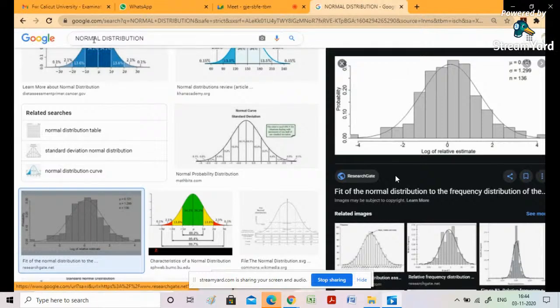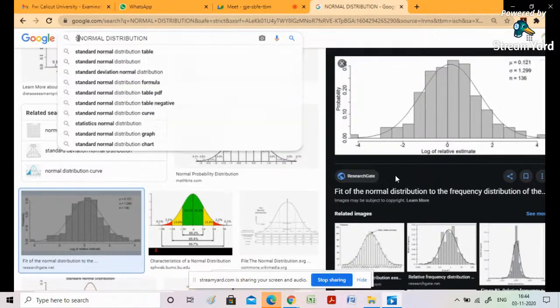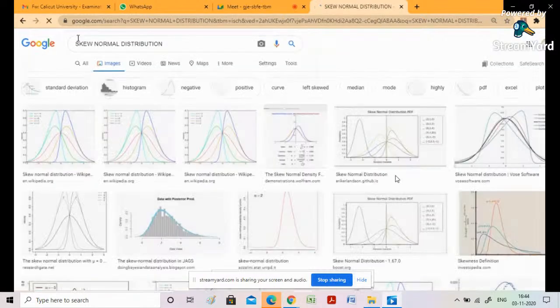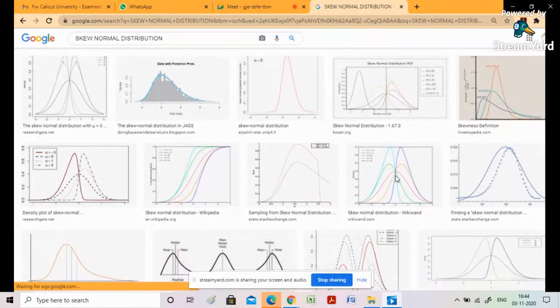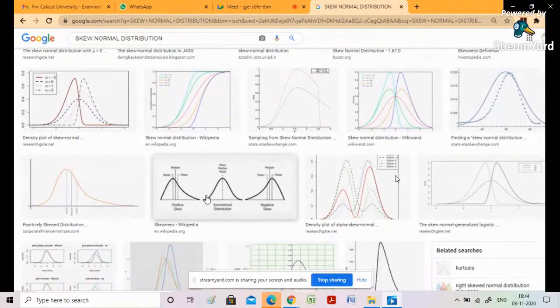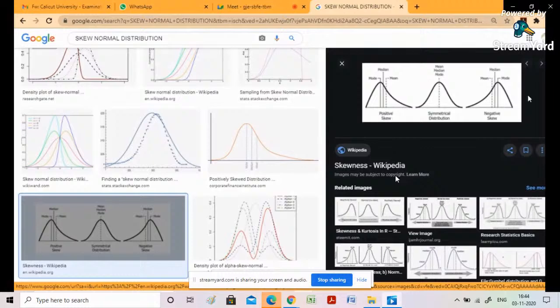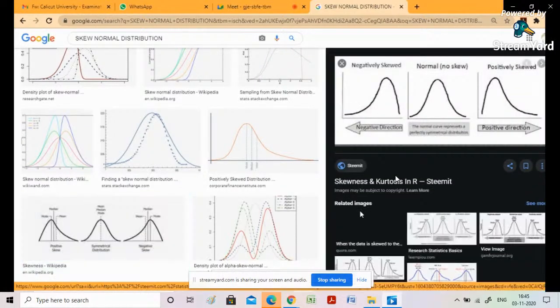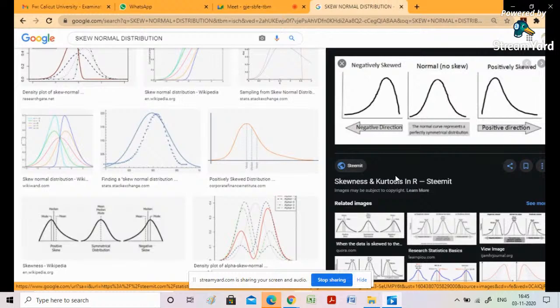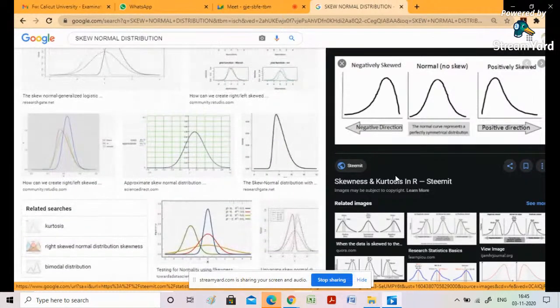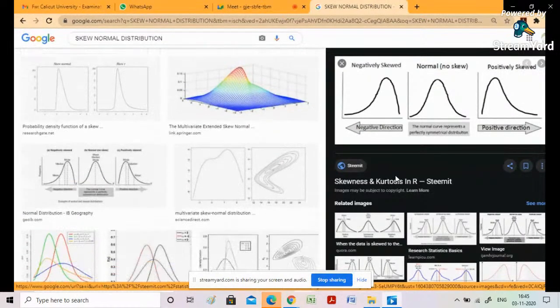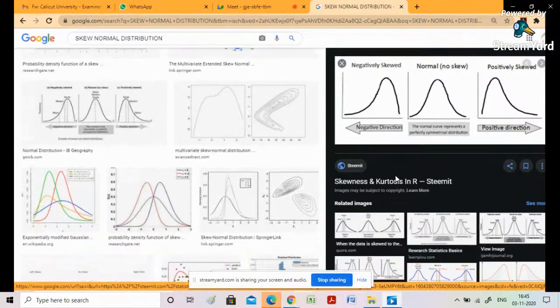Otherwise, I'll show you the skew normal case. So what is special about skew normal? Yeah, it will not be perfectly symmetric and bell-shaped. At the same time, it will be like left skewed, positive skewed, negative skewed, symmetrical, etc. So it may be like this one, etc. So we can say that the distribution of the data will be some skew normal, or some other distribution other than normal distribution.